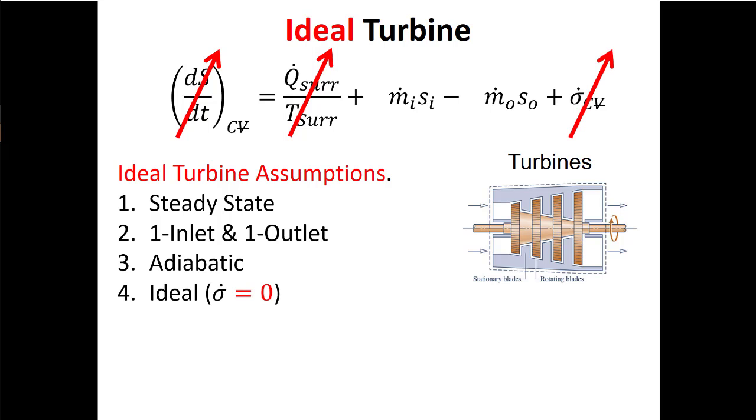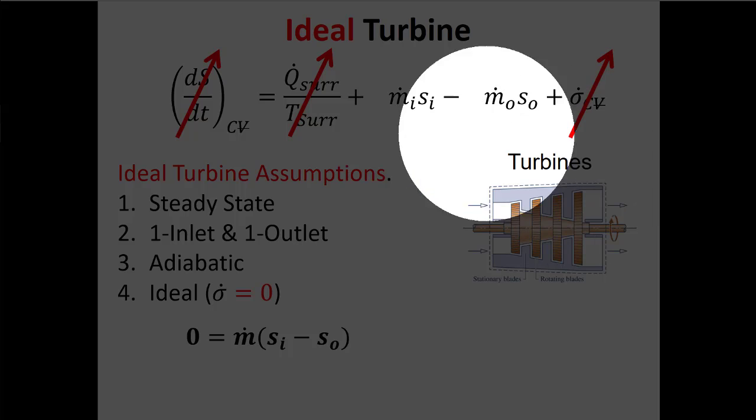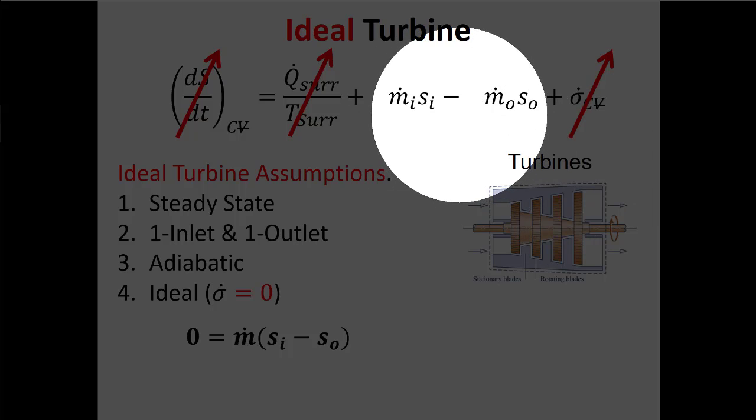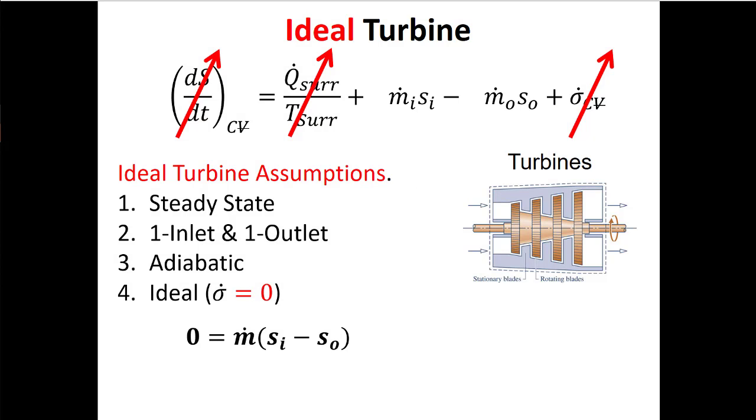Now, if I also say that this turbine is ideal, remember an ideal system means that the entropy generation rate is 0. That's the best I can ever do. I can't actually do that well, but that's the limit that I could maybe approach. And if I did that, then I would get this equation, because there's only one mass flow rate. Remember from conservation of mass, we would see that the inlet mass flow rate must be the same as the outlet mass flow rate if the system is at steady state. So that means that 0 is equal to m dot times specific entropy in minus specific entropy out.